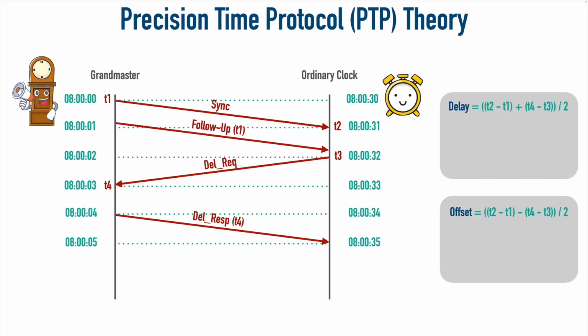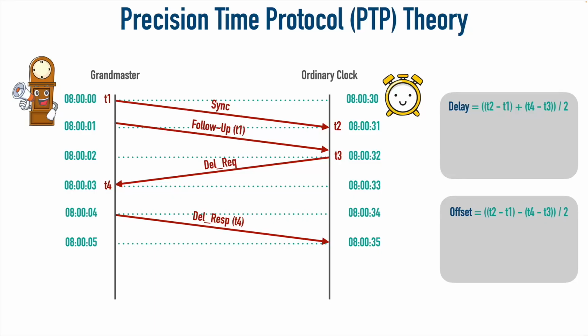We know that according to the Grandmaster clock, it sent the sync message at T1, 8 o'clock, 0 seconds. The ordinary clock, according to its clock, received the sync message at T2, 8 o'clock and 31 seconds. That ordinary clock, according to its clock, sent the delay request message at 8 o'clock and 32 seconds. That's our T3 variable. And the Grandmaster received that delay request, according to its clock, at 8 o'clock and 3 seconds. That's T4. Now that we know all 4 of these values, we can simply plug and chug into our formula. First, let's do delay.